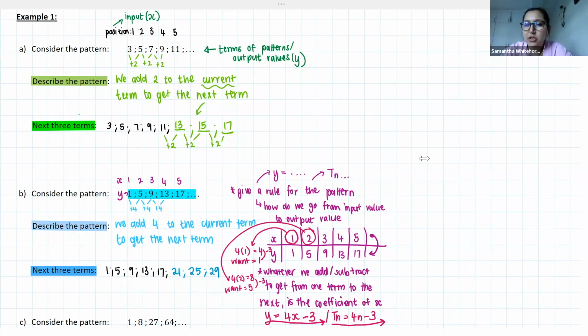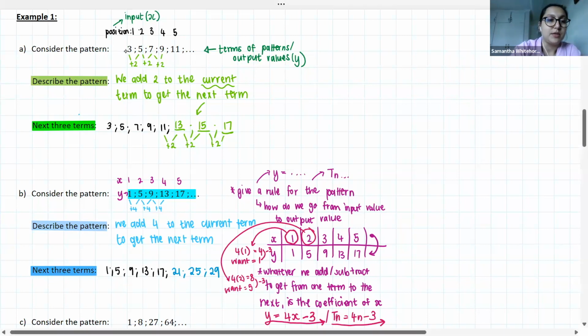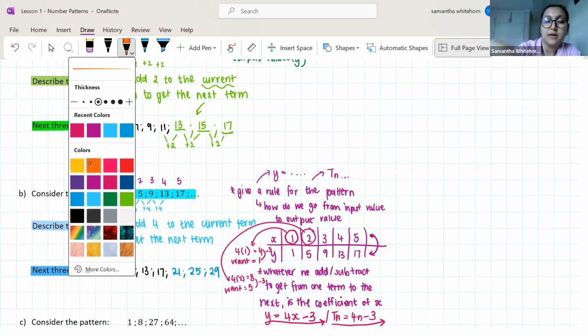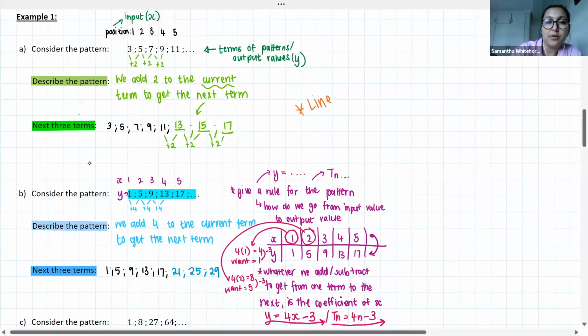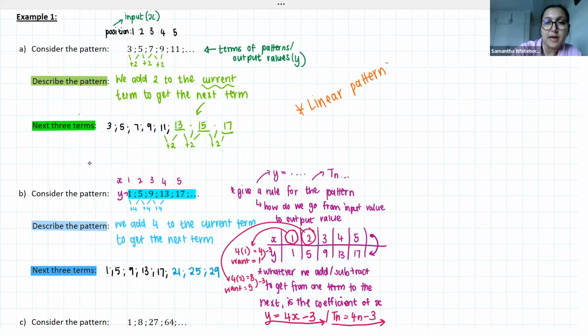Okay, if we're testing you on number patterns, we're going to give you one that does come out with a pattern. All right, so guys, now that I've just said the word linear pattern, I think it's important that we do just understand. So these both are linear patterns. And linear patterns are where we add or subtract the same value each time.